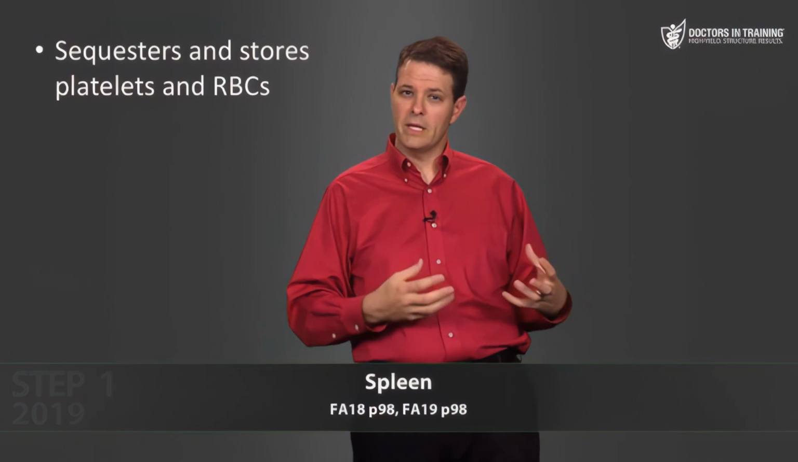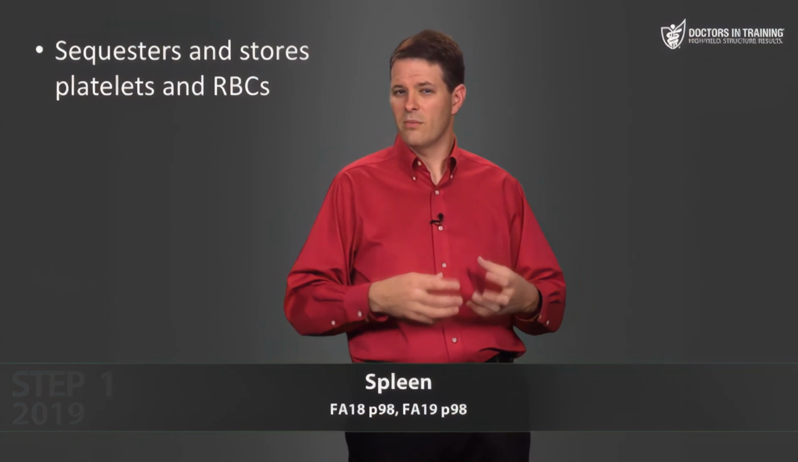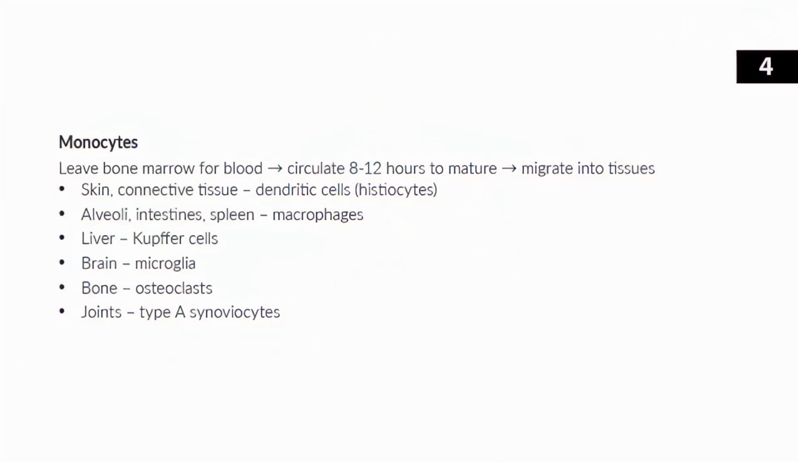Now the other big function of the spleen is to sequester and store platelets, and also a fair number of red cells. So with splenomegaly, you're going to tend to have thrombocytopenia as more platelets get sequestered by that enlarged spleen. Now we're ready to talk about macrophages. Macrophages begin life as monocytes, which are produced in the bone marrow. Monocytes leave the bone marrow and travel through the circulation for around 8 to 12 hours. Then they migrate into tissues to become macrophages and various other types of phagocytes.